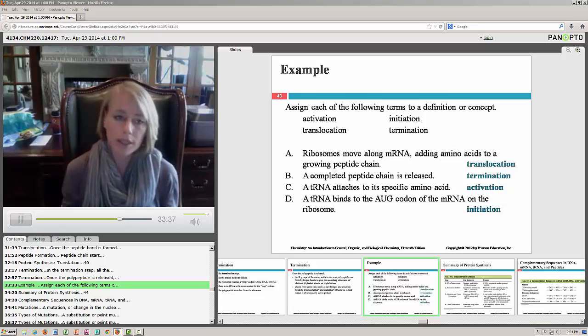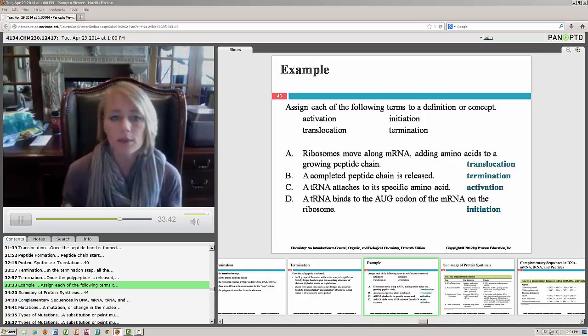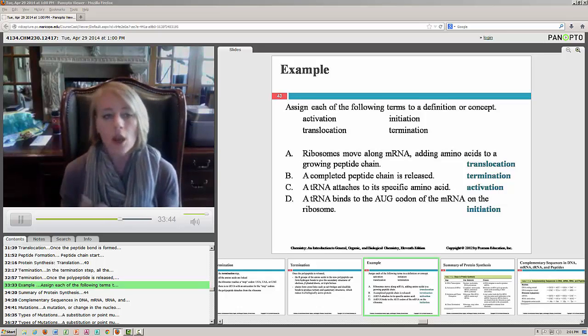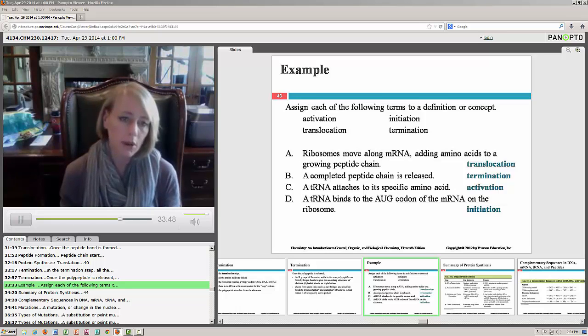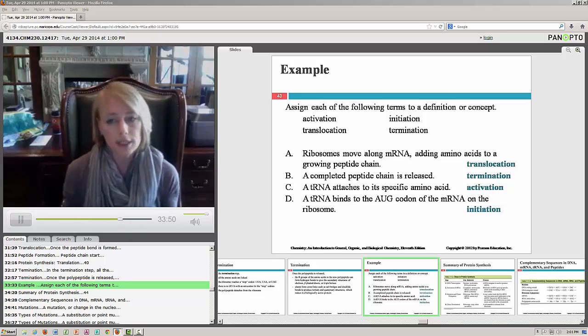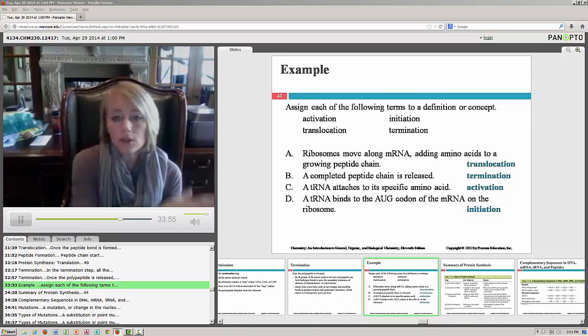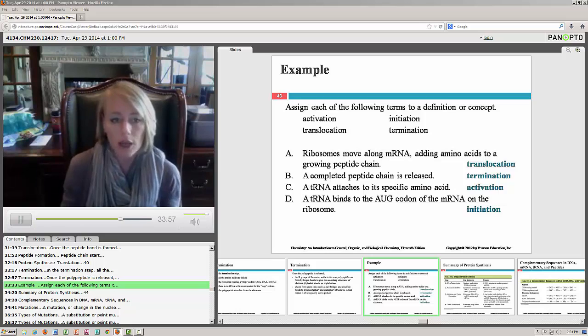You can go back and review it if you don't understand what's going on. You can go ahead and practice these. This just says, which concept would you assign to each of these descriptions? Ribosomes move along the message and add amino acids to a growing peptide chain. That, of course, is what? Translocating. You're moving the transfer RNAs along the ribosomes.